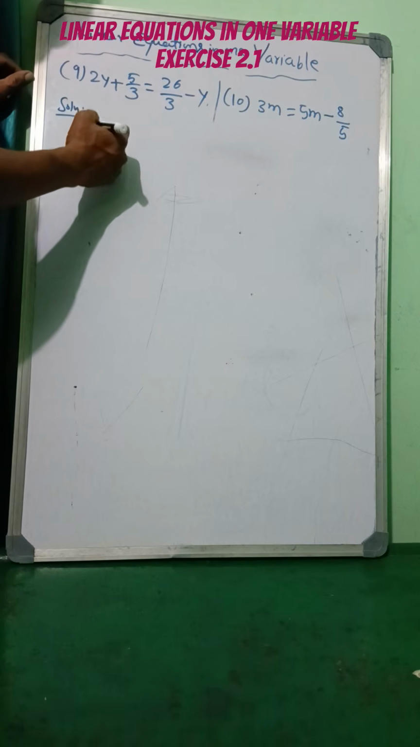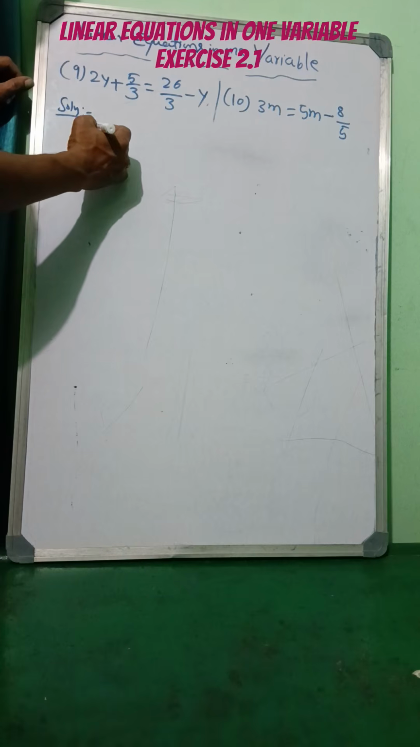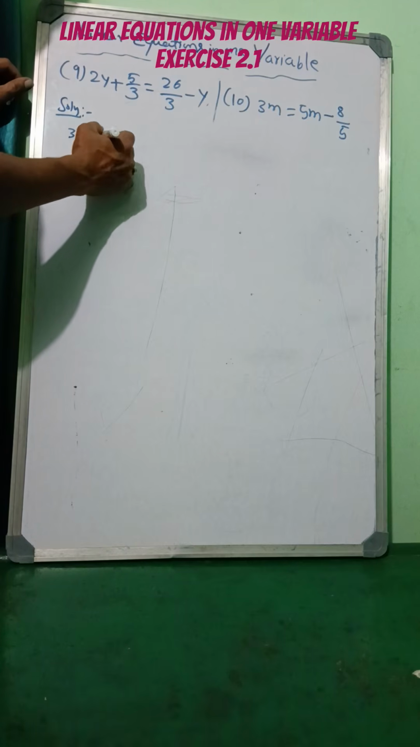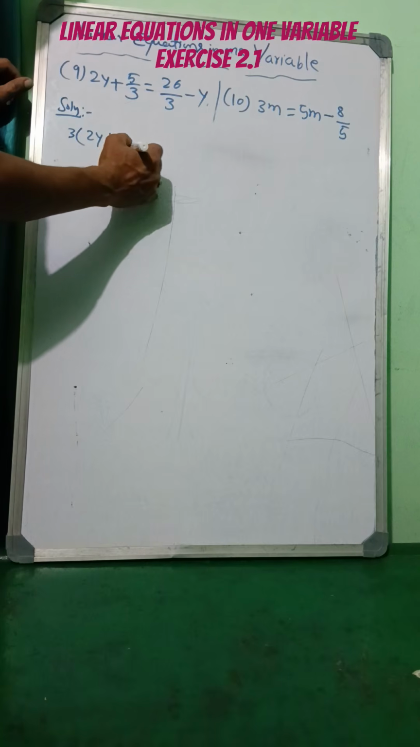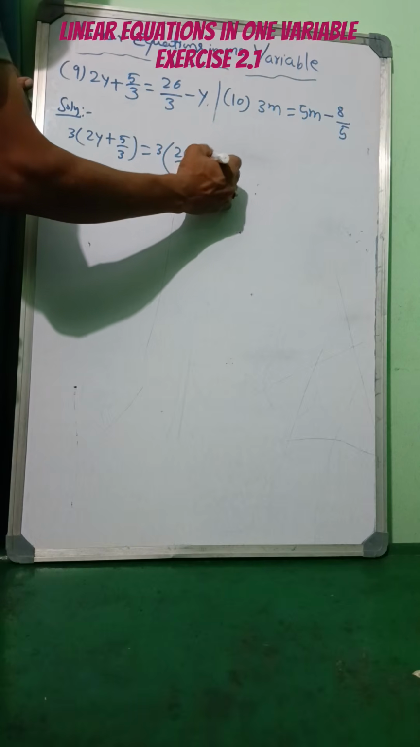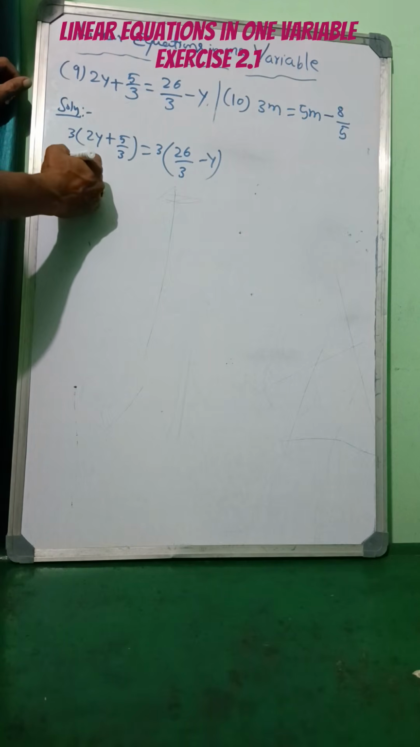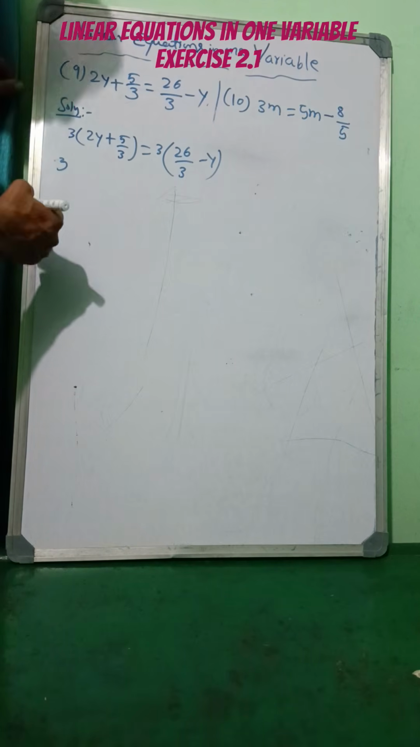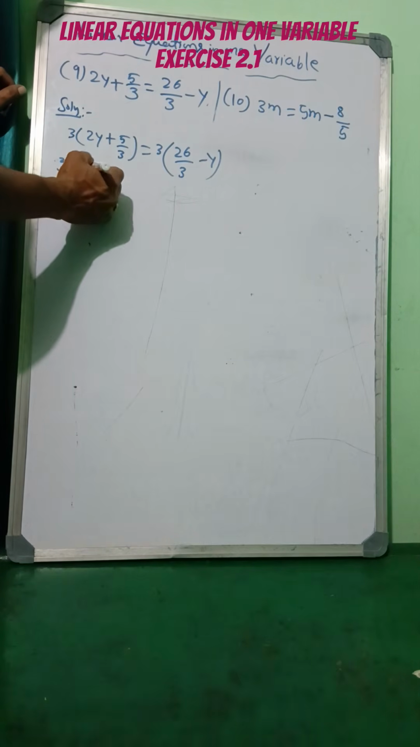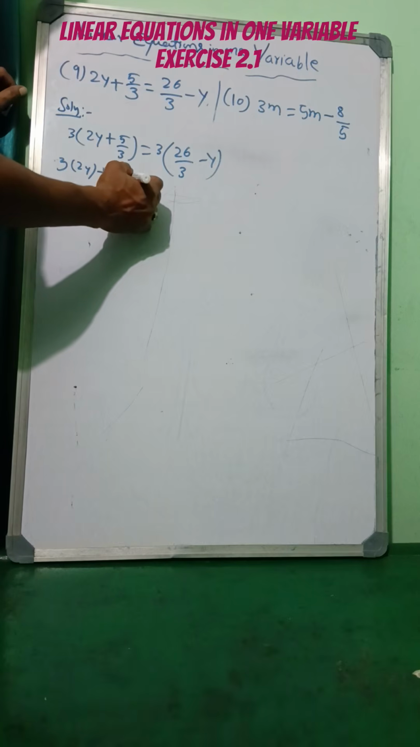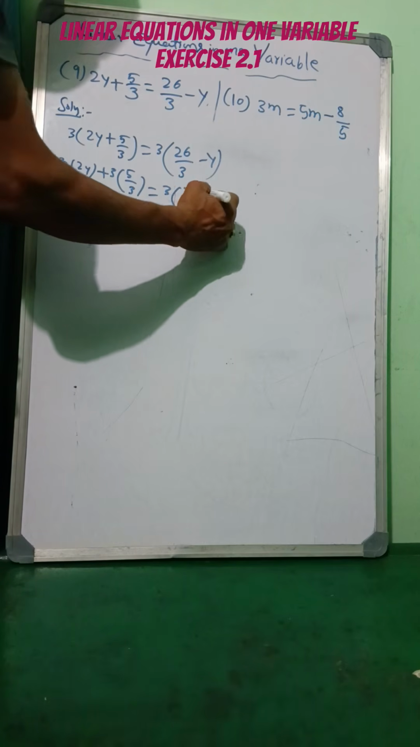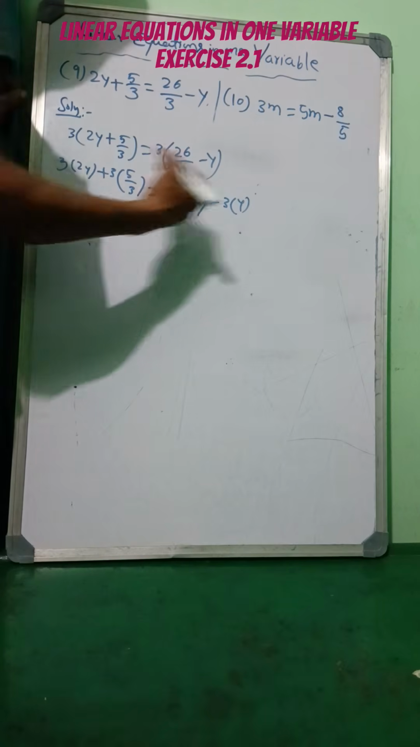So here the denominator is 3, that's why multiply throughout by 3 on both sides. So then we get 3 of (2y plus 5)/3 is equal to 3 of (26/3 minus y). So now split it, multiply monomial to binomial, we get 3 of 2y plus 3 of 5/3 is equal to 3 of 26/3 minus 3 of y.